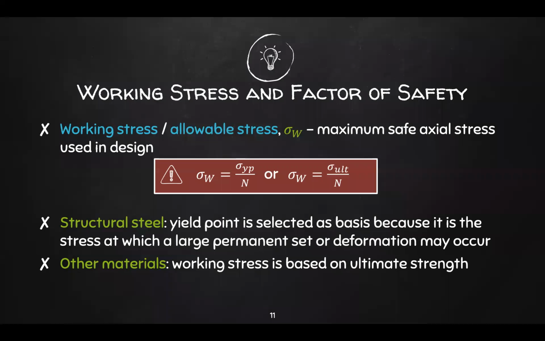So usually for structural steel, yield point is selected as basis because it is the stress at which a large permanent set or deformation may occur. While in other materials, working stress is based on ultimate strength. So for structural steel, our working stress is less than what is usually considered for other materials. Okay, because again, at yield point for steel, there's already large permanent deformation. Okay, so we don't want to exceed that for steel.